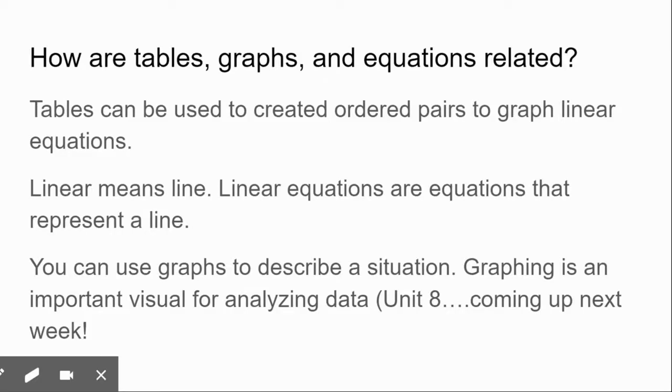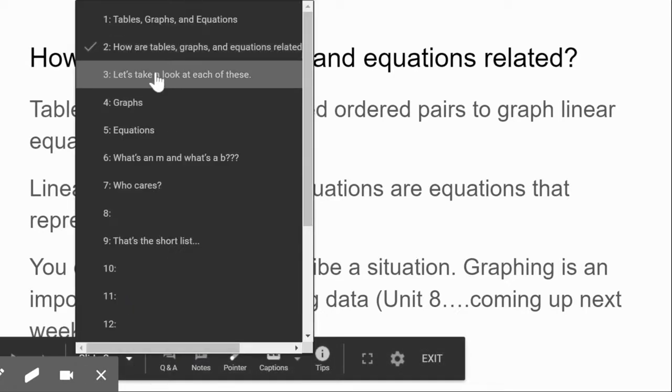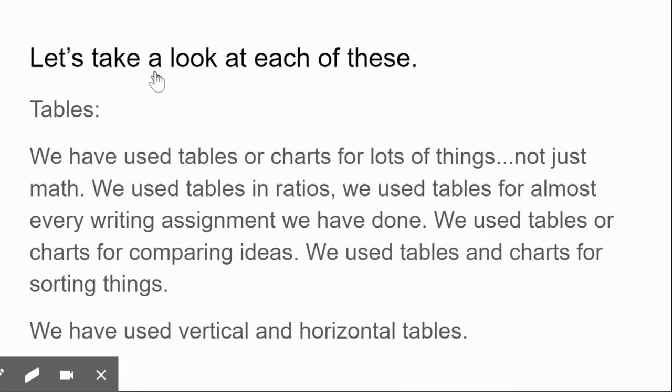Coming up in Unit 8, we'll be working with graphing, which is an important visual for analyzing data. So let's take a look at each one of these.